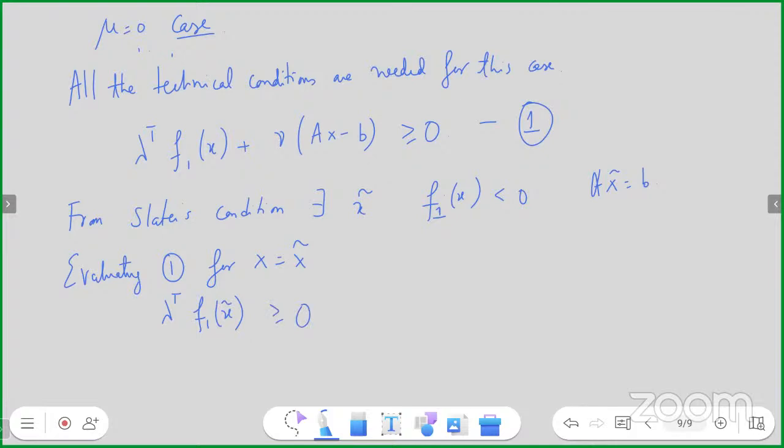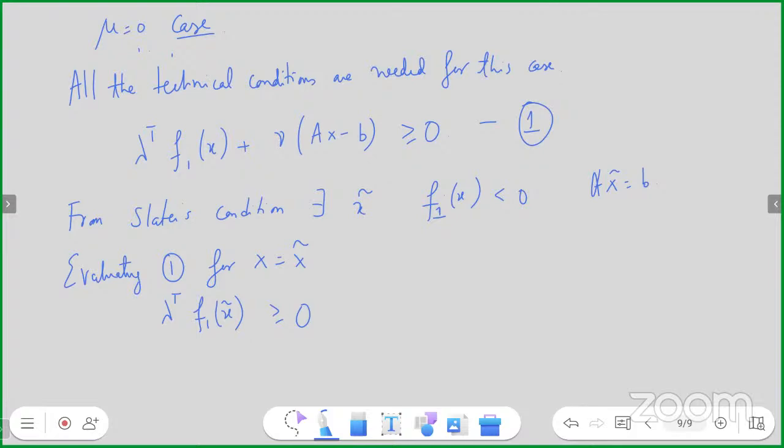Where the fallacy that we are going to get. So this is true for all points x. So I can apply it to x tilde. But x tilde also satisfies this. Lambda is greater than 0. So what does it mean?